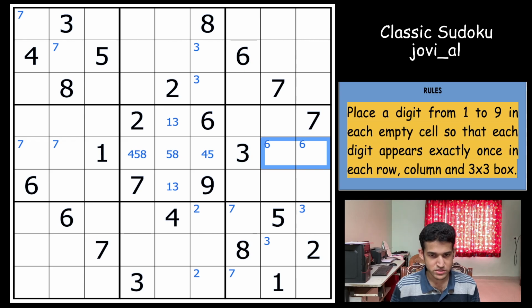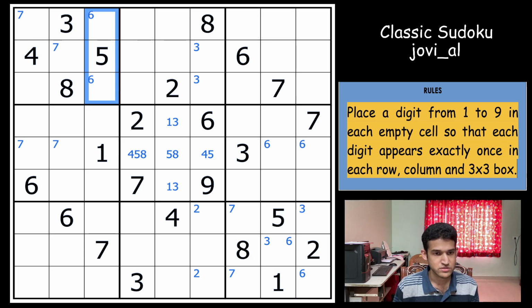And 6 in box 9, if you look carefully, has only 2 cells. It can either be here or here. It cannot be in column 7 and it cannot be in row 7. So it goes here. And 6 in column 3 goes in one of these two cells.